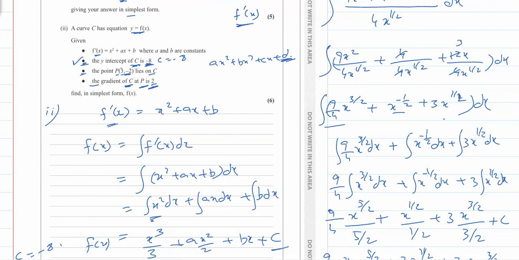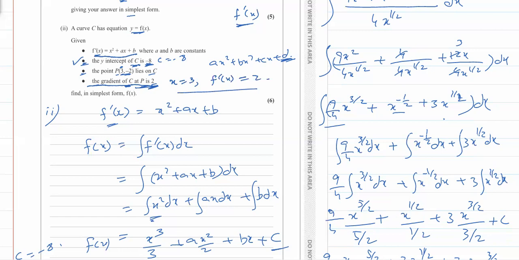So what will I get at point p? Point p means x is equal to 3. Try to understand this point. At point p, the value of x, because f dash x is in terms of x, is 3. So if x is equal to 3, f dash x will be equal to 2. That is given. So use that one.